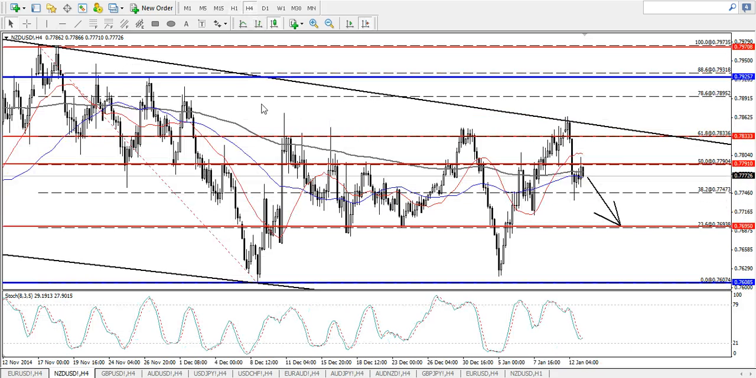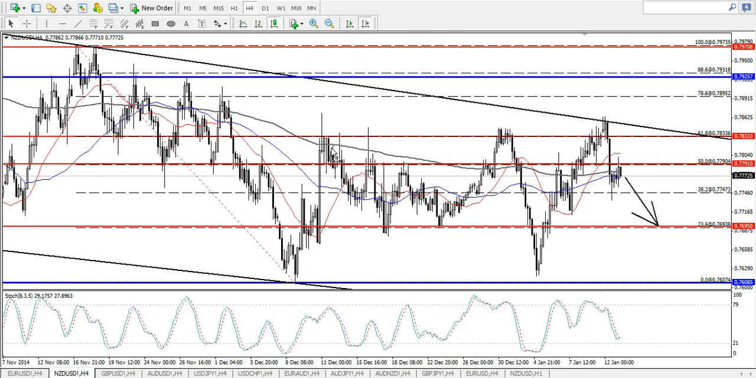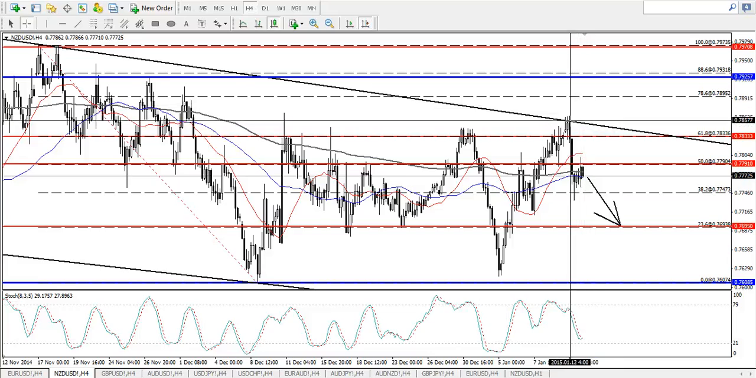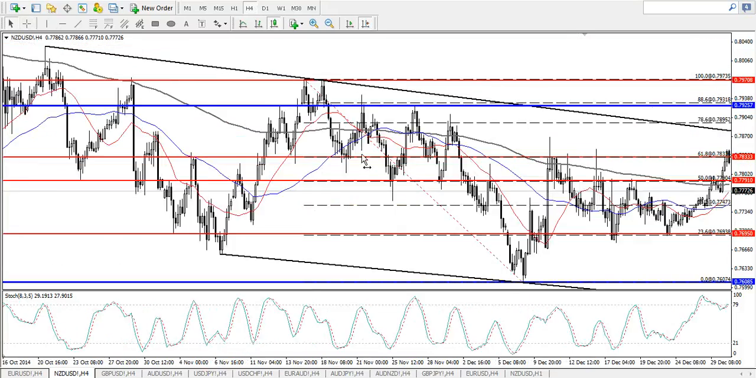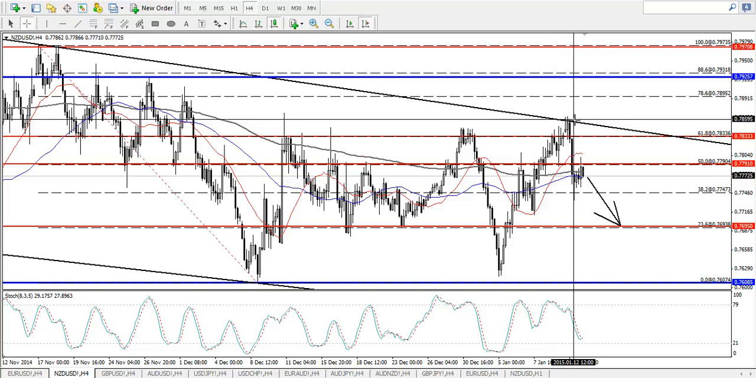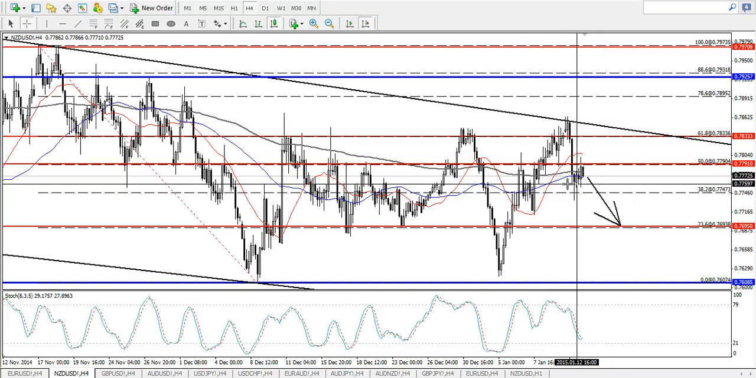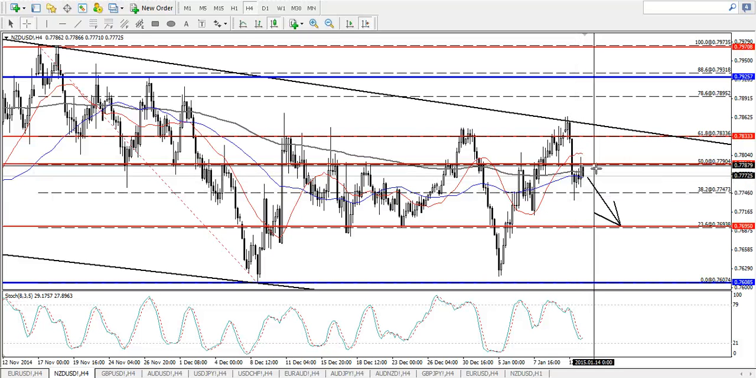Next, we have the New Zealand dollar against the US dollar. As you know, price has gotten resisted at the top of the falling trend channel based on the 4-hourly chart, and price came down all the way. We do see a little bit of retracement over here, and it got resisted at the resistance level of 0.7790.